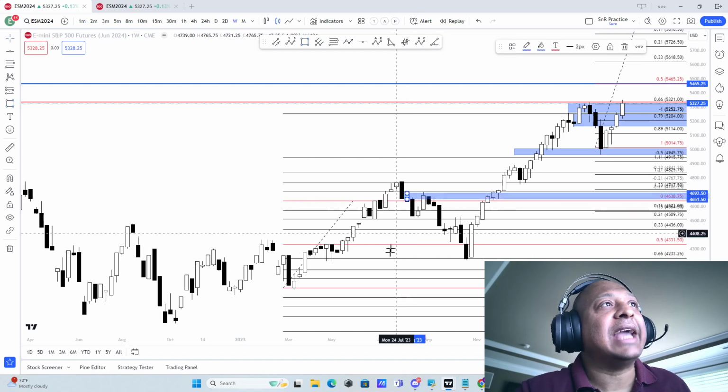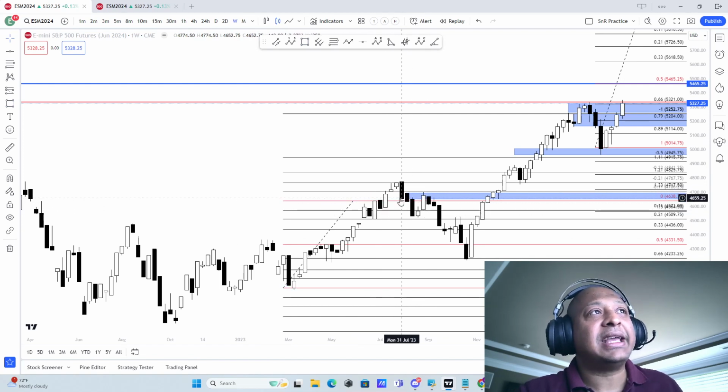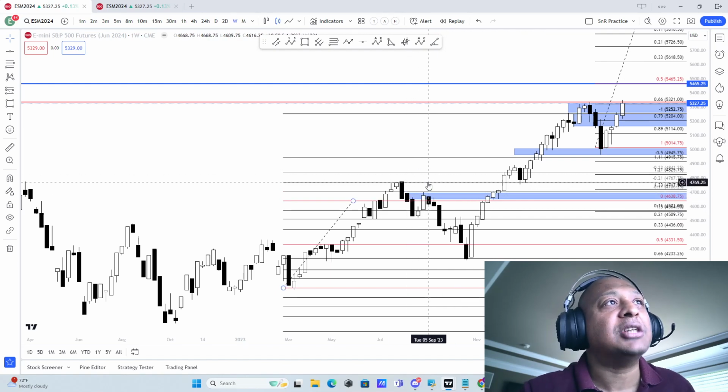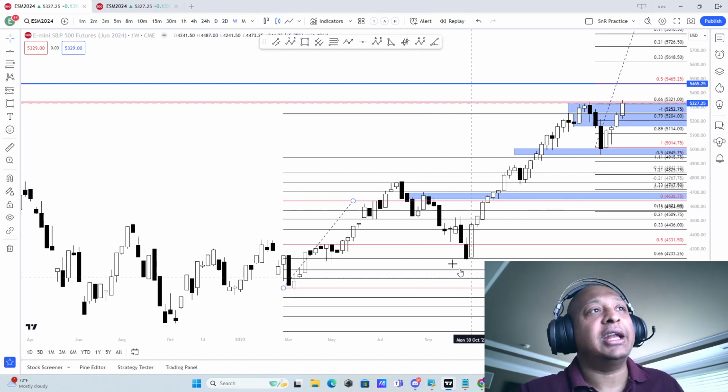So this is my gap area. This is my gap area now, right? I have the displacement candle. This is my gap area. This candle could not close above the gap area, and we had two more legs down.